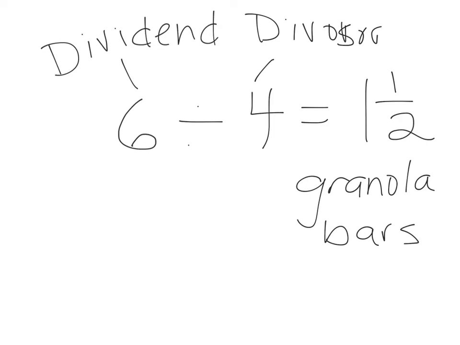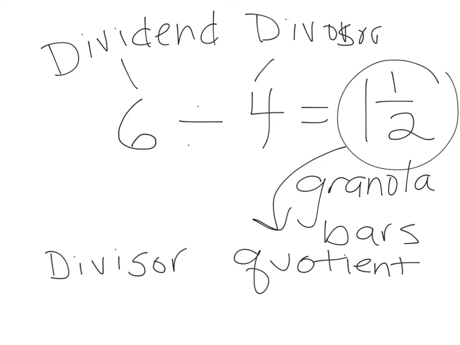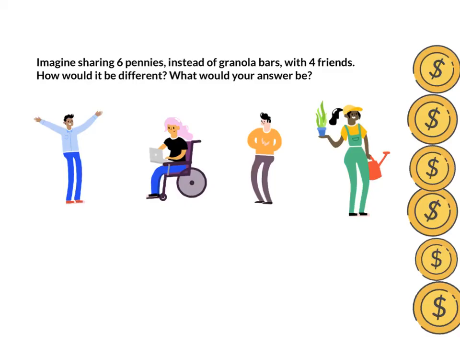I will spell that again. Divisor will be down here. And then the answer to a division problem is a quotient. And so in this problem, 6 divided by 4 equals 1 1/2 granola bars. 1 1/2 is the quotient. It is the answer to the division problem. And that was really, like I said, very easy and convenient that we were able to break those granola bars up. But that's not always going to be the case.